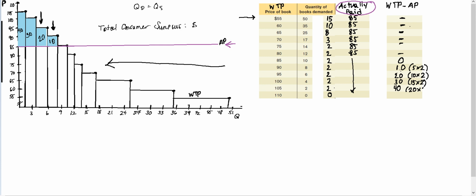And so algebraically now we can think about the total surplus that was generated in this market at the equilibrium price of $85 per book, and that's just going to be all the surpluses that were generated, 10 plus 20 plus 30 plus 40, which gives us our original answer that we calculated graphically, ooh, no, not $500, $100.